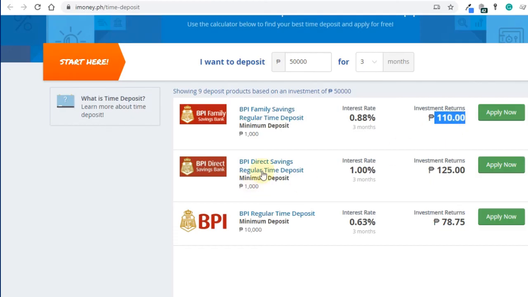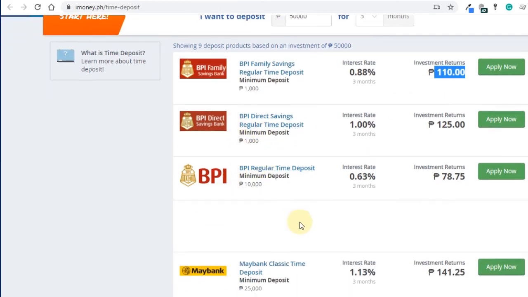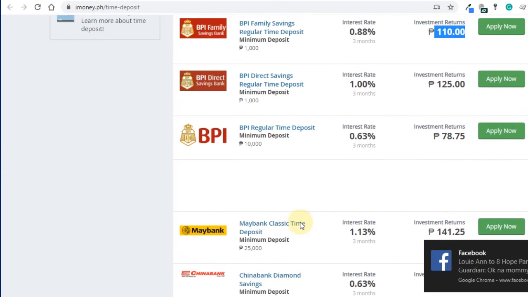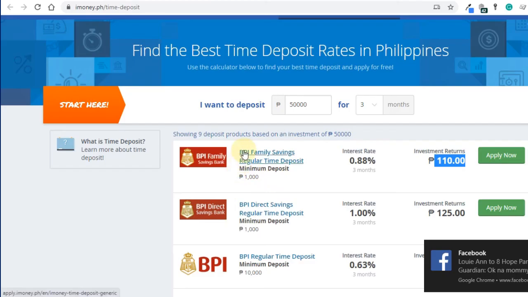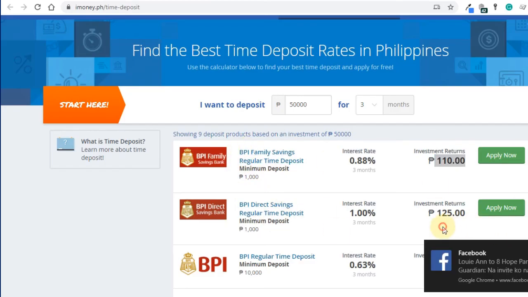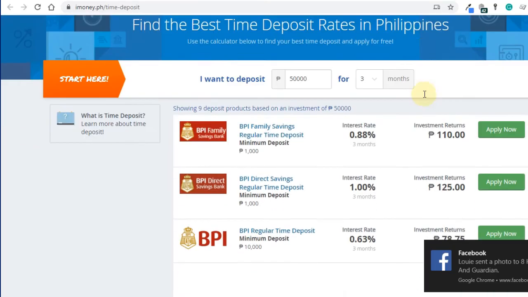All right. So if that's the case, it's better to choose which one gives the highest. Oh, it's actually in descending order. So the first one will give you the, oh no, actually this one is not in descending order. This one gives you 1% interest rate. Okay.